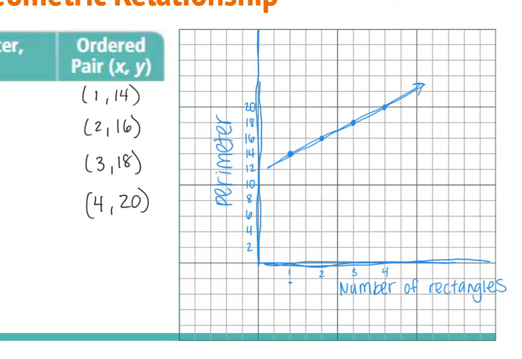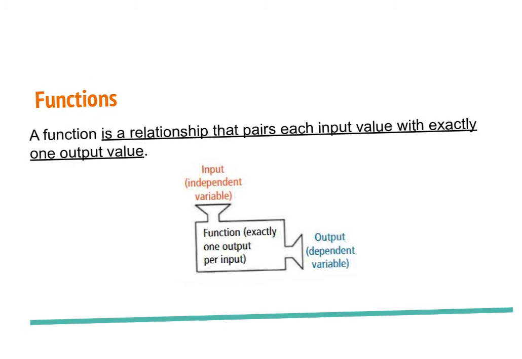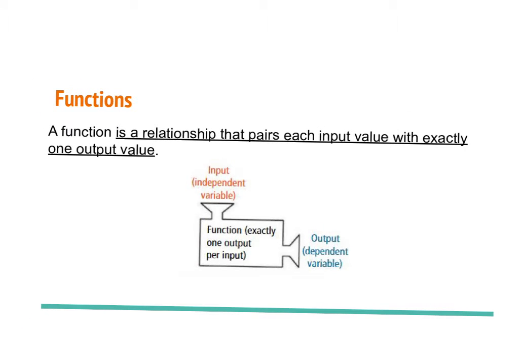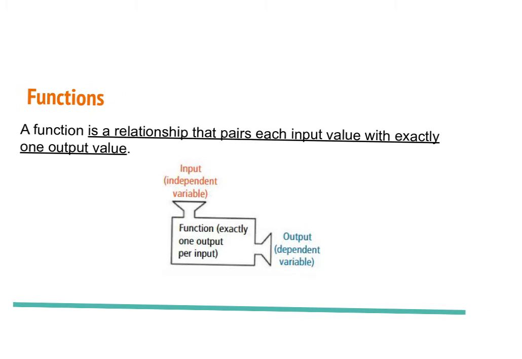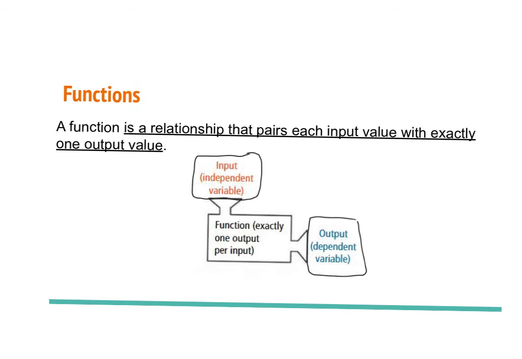Our previous example, okay? So a function is a relationship that pairs each input value with exactly one output value. So whatever your input is, okay, that's going to be your independent variable, and then it's going to go through the function, okay, whatever it may be, it'll be an equation, and then it's going to output your dependent variable, okay, which will be whatever that is.